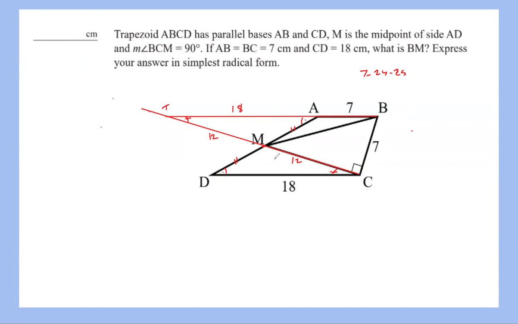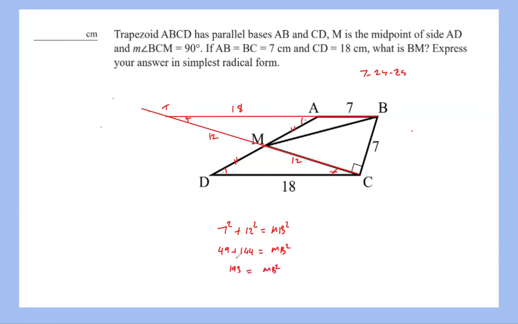So if I go ahead and do that, you will get 7 squared plus 12 squared is MB squared. So 49 and 144. So if you add this 50 and then this 143, right? So that will be 193 is equal to MB squared.